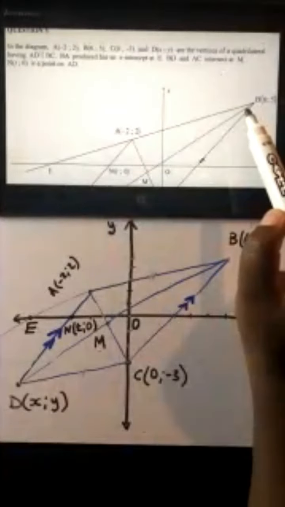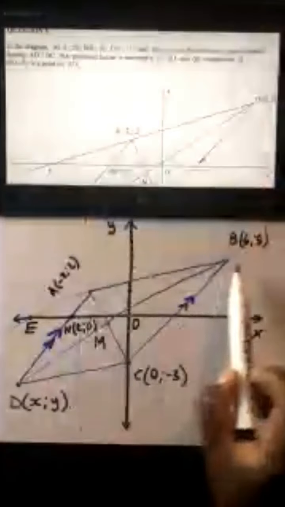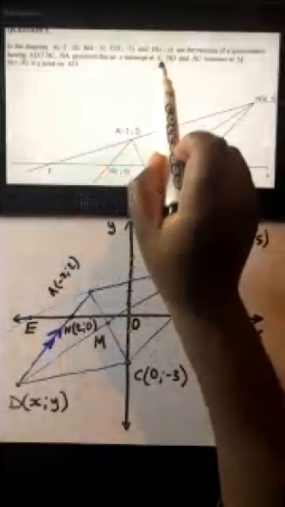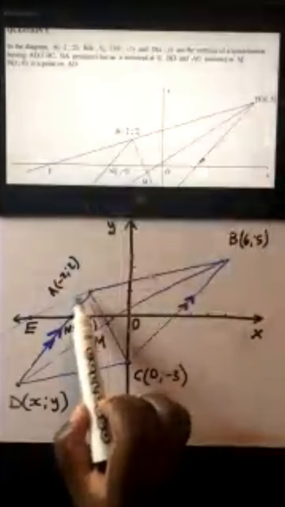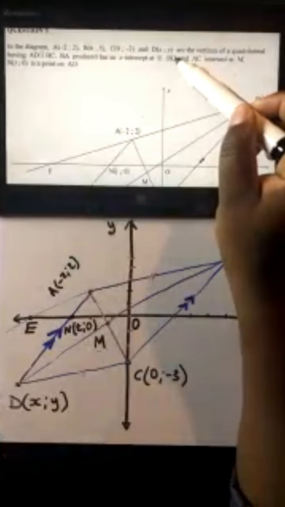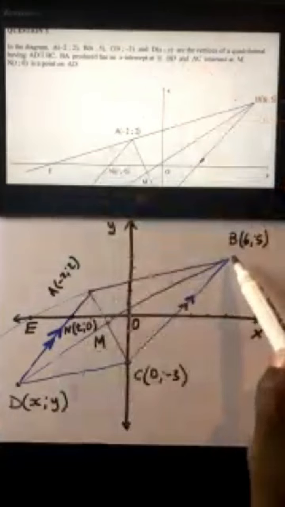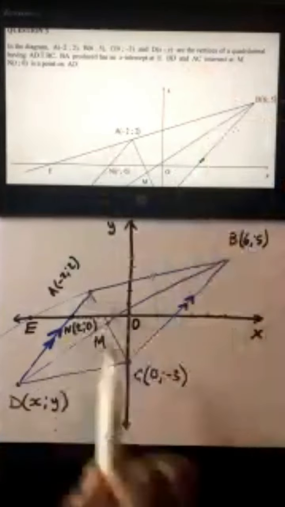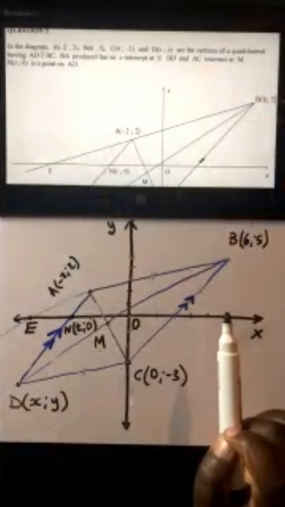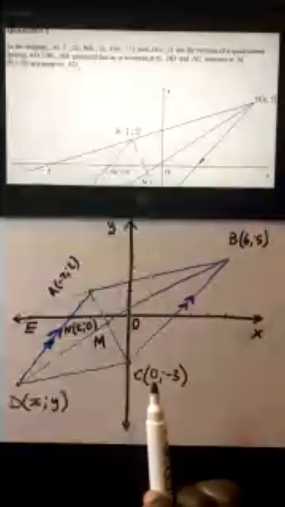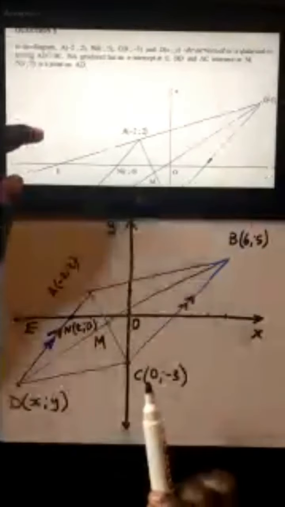So, ladies and gentlemen, BA, where's BA? There is BA produced has an x-intercept at E. So that part we have done, ladies and gentlemen. BD, where is BD? There's B, there's D, and AC, where is A? There's A, there's C, intersect at M. That one we know. It's also represented on the diagram.